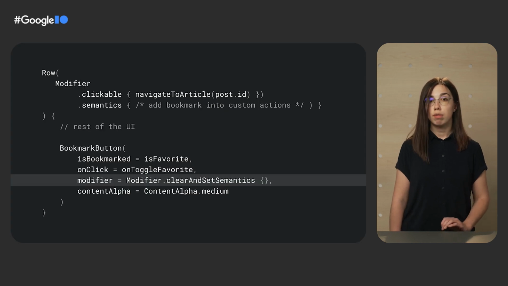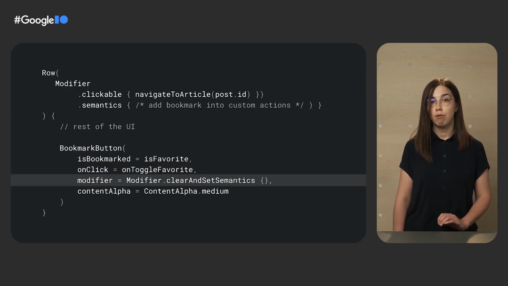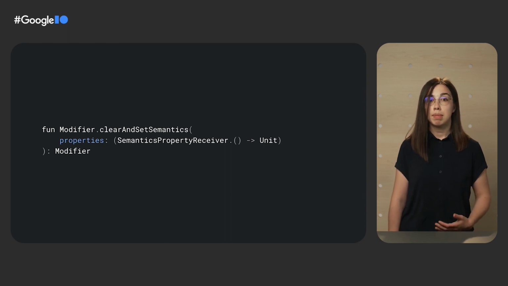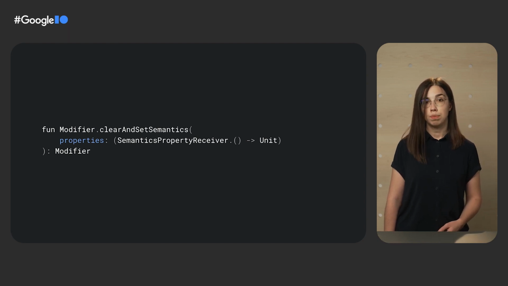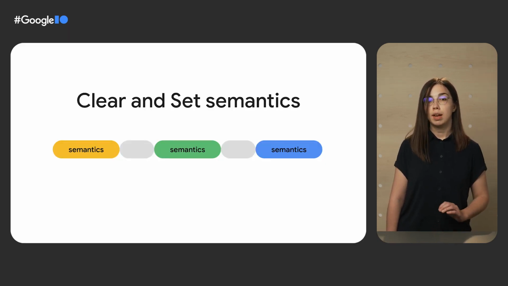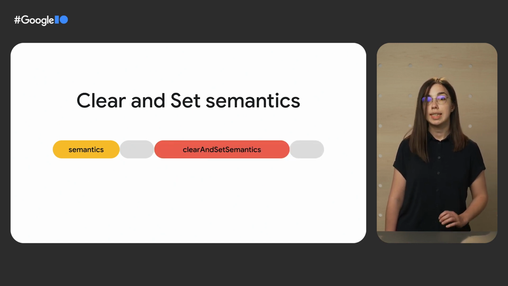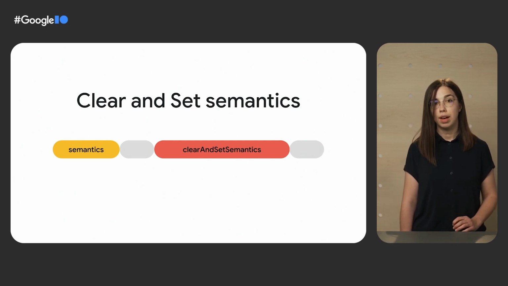To clear the semantics of the bookmark button to prevent it from being separately focused by the screen reader, you should use a clear and set semantics modifier. Similar to the semantics modifier, you may pass semantics properties via this modifier. This modifier prevents collapsing any semantics of the given node coming after this modifier and merging of any of the children of this node. So you have a chain of modifiers applied to a layout node, including the semantics modifier, and you pass a clear and set semantics in between them. You can think of the result as if the resulting chain didn't have any semantics coming after this modifier in the modifiers chain.